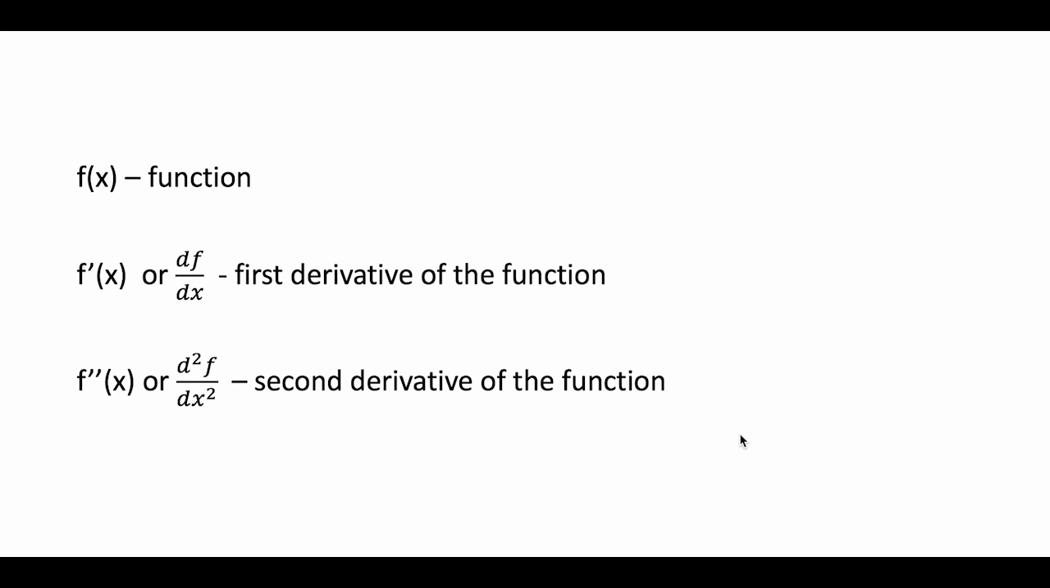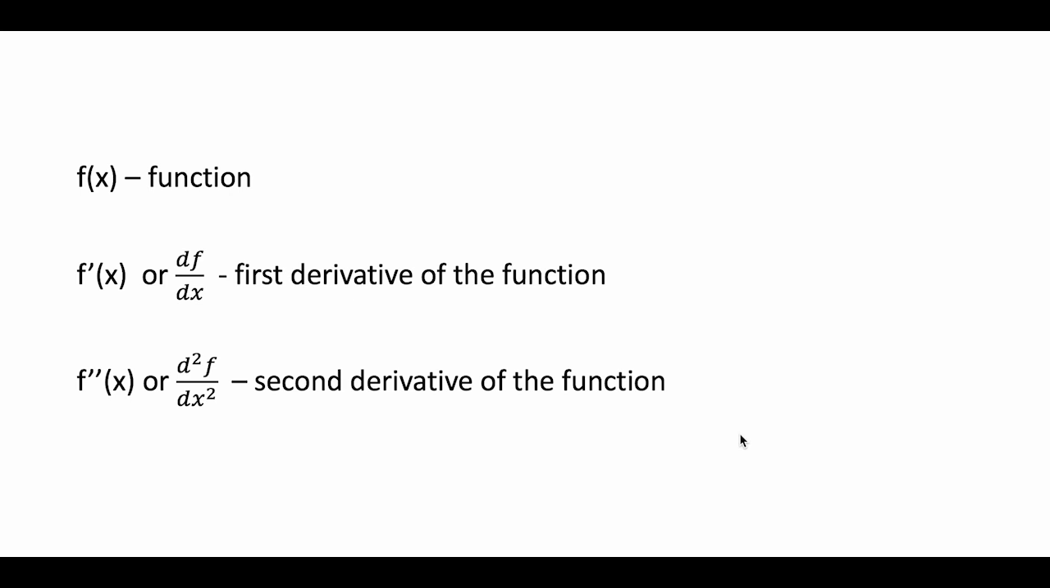Now, a little bit of notation to start. We can denote a function as f of x, the first derivative of the function as f prime of x, or df dx, and the second derivative of the function as f double prime of x, or d squared f dx squared. In this video, I'll be using the prime notation to denote the derivatives of a function.